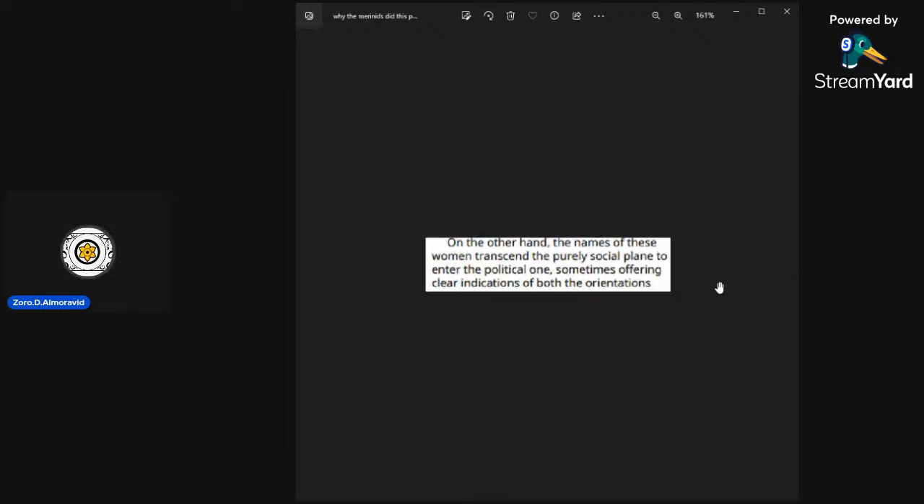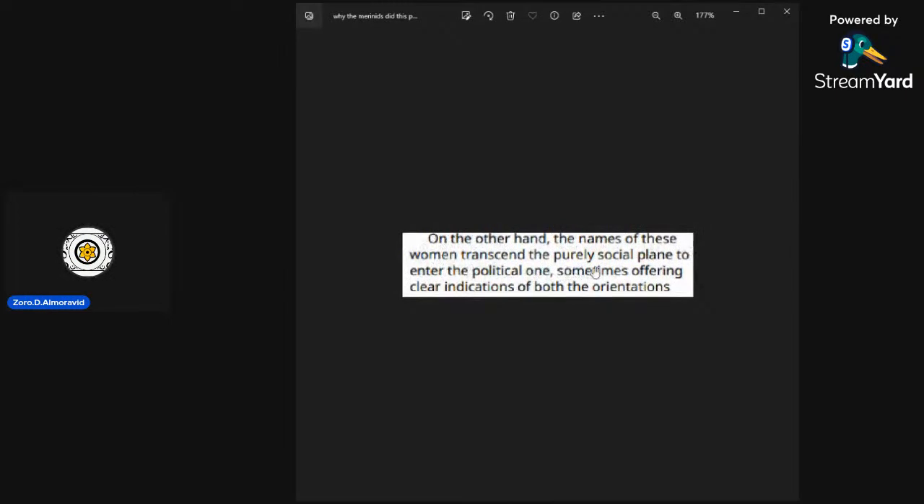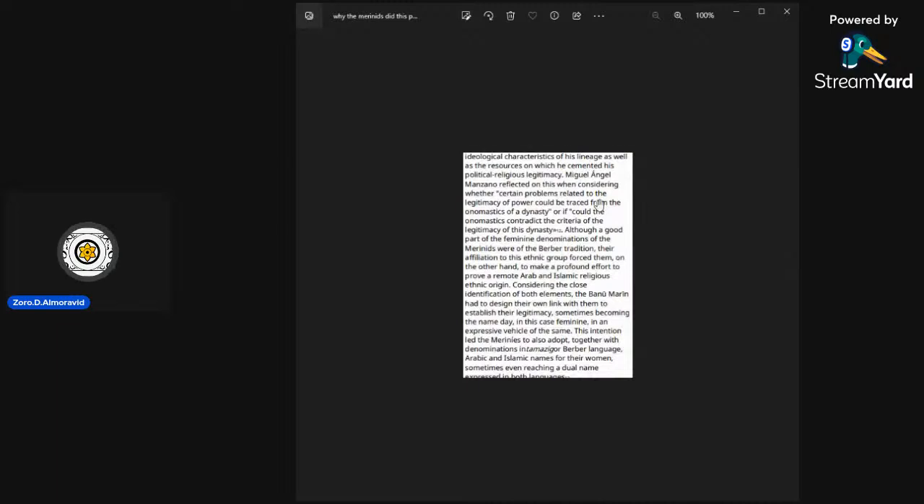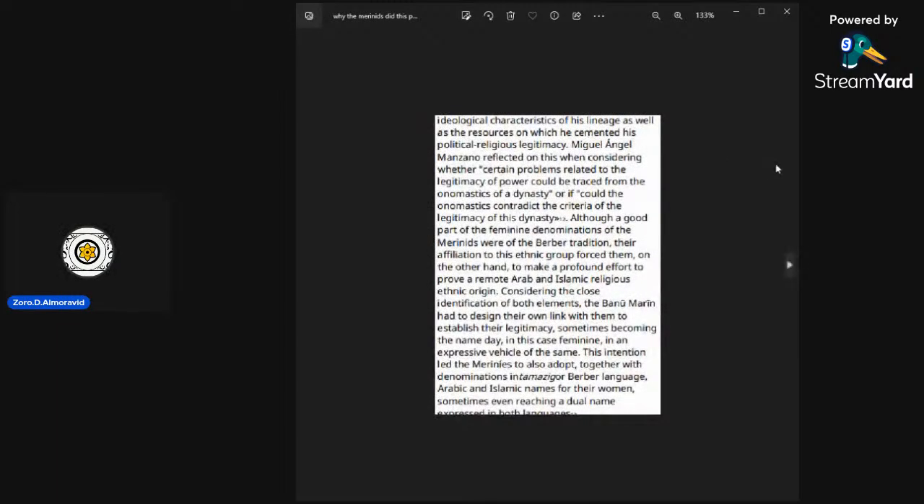The names of these women transcend the purely social plane to enter the political one, sometimes offering clear indications of the orientations or intentions of the Marinids in naming these women Islamic names, to really highlight and send the message of: hello there, we are Arabs. And so, the ideological characteristics of the Marinid lineage, as well as the resources on which it cemented its political and religious legitimacy, have been reflected on this matter. We're considering certain problems related to the legitimacy of power.